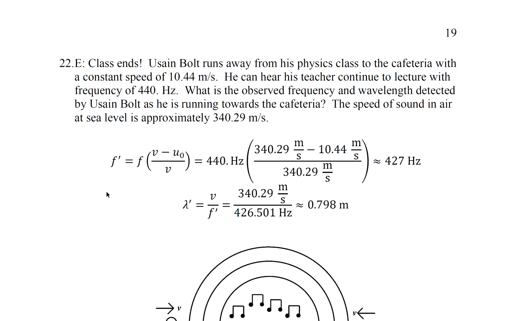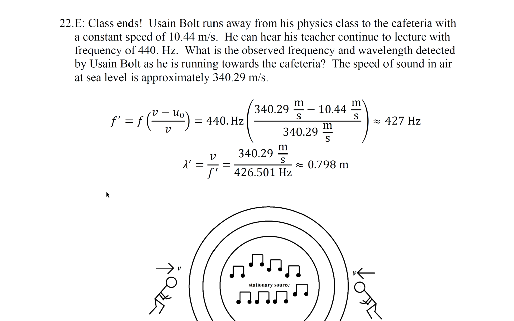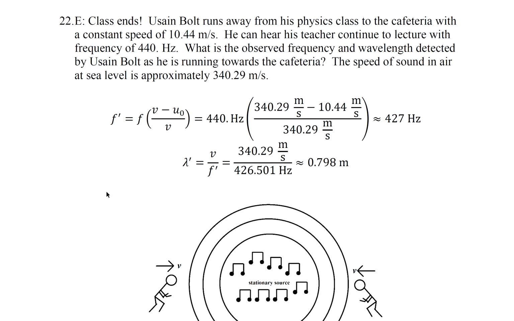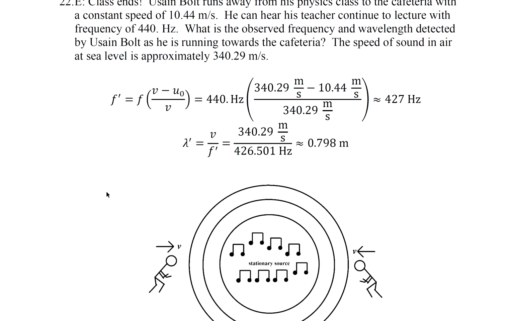Question 22. Usain Bolt runs away from his physics class to the cafeteria with a constant speed of 10.44 meters per second. He can hear his teacher continue to lecture with frequency of 440 hertz. What is the observed frequency and wavelength detected by Usain Bolt as he is running towards the cafeteria? So, in this case, Usain Bolt is running away from the stationary source.